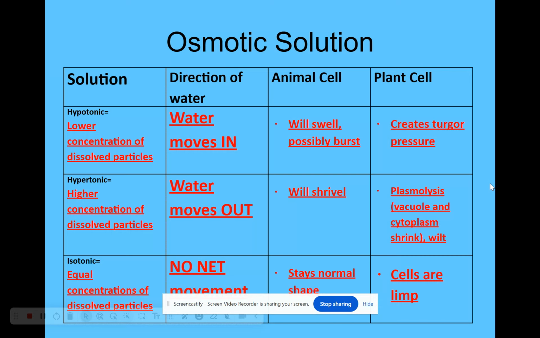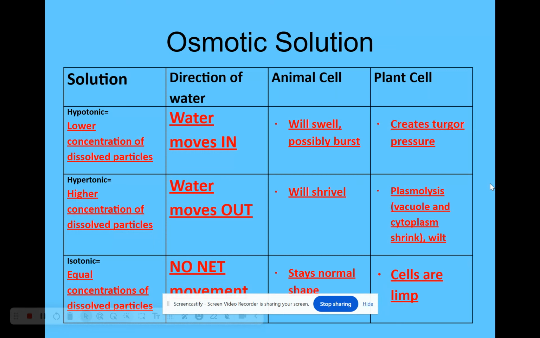So, in the case of a hypotonic solution, hypo means low. So there's less stuff in the solution than in the cell. So like I said, in a hypotonic solution, let's say the cell is always 80-20. 80% water, 20% stuff. Well, if I were to take this and put it in distilled water, pure water, which is 100% water, no stuff, water will rush into the cell. So in the animal cell, it's probably going to swell up and it's probably going to explode.